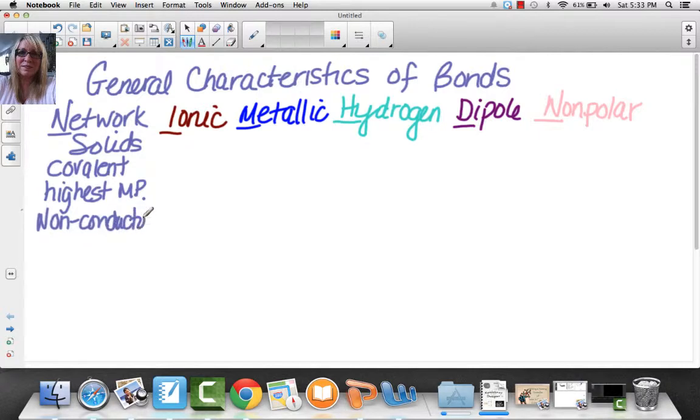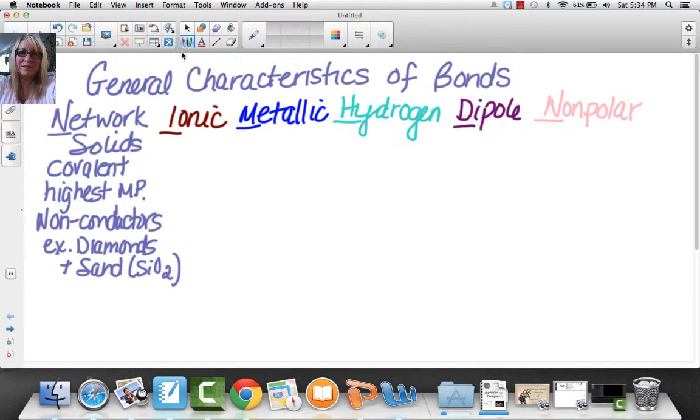And two examples that you should be familiar with, especially for the reagents, are diamond and sand, which is your silicon dioxide. And that's all you have to know about network solids.